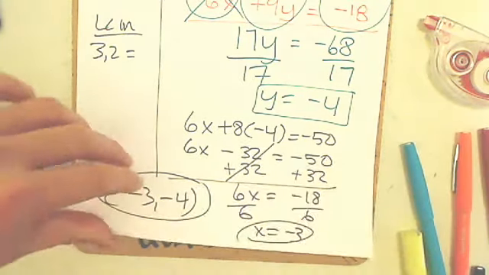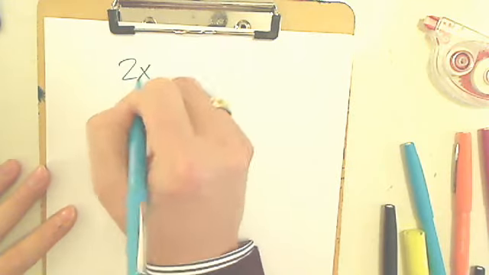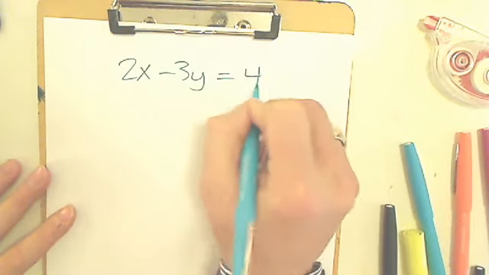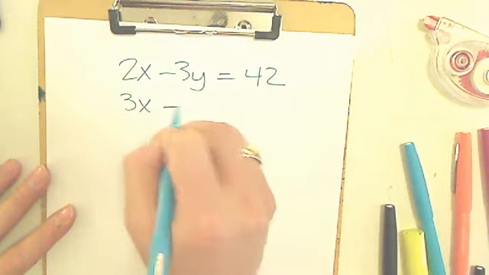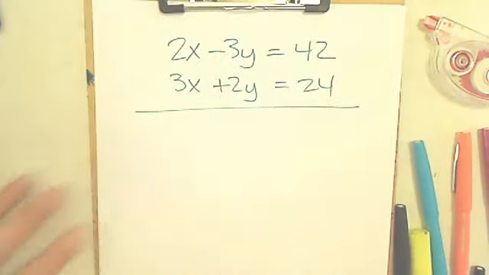Okay. Fun, F-U-N. All right, try this. I won't help you this time. Do this yourself. 2x minus 3y equals 42. 3x plus 2y equals 24. Pick a letter and pick a number.